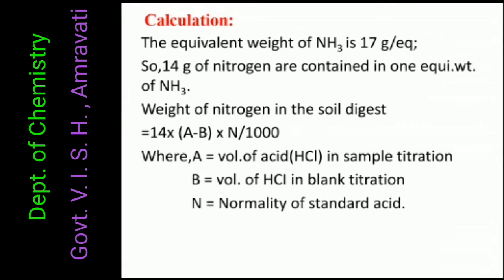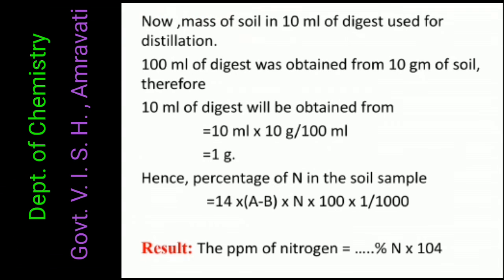The calculation is like this. You have to calculate the percentage of nitrogen, but before that, the weight of nitrogen in the soil digest is equal to 14 into (A minus B) into N divided by 1000, where A is volume of acid in sample titration, B is volume of acid in blank titration, N is the normality of standard acid.